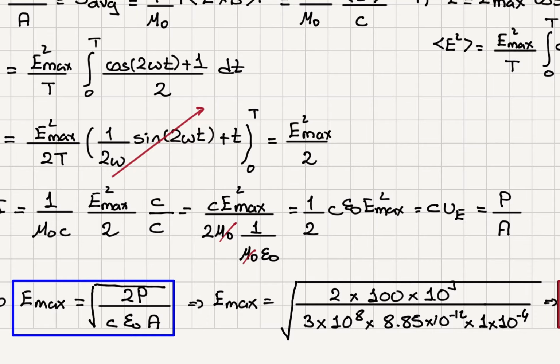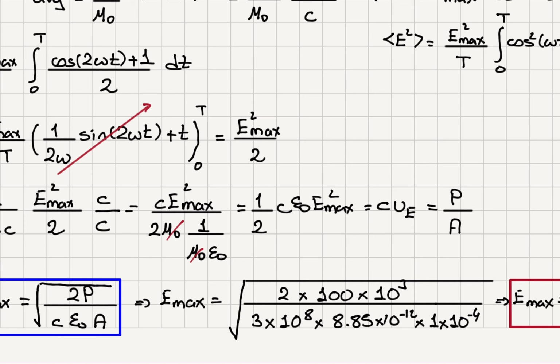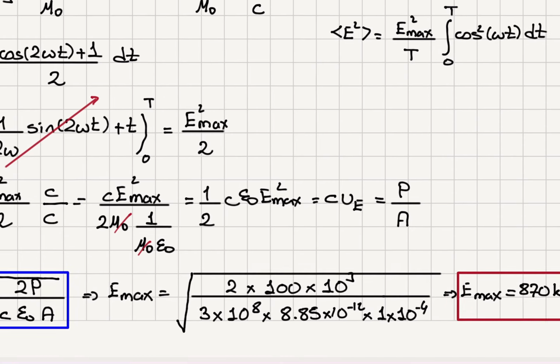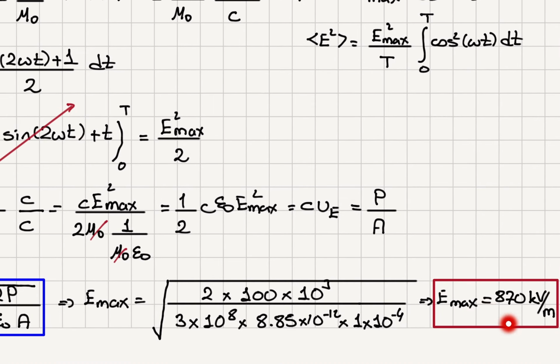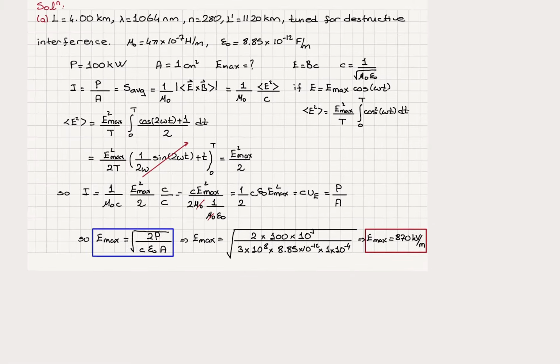So that's the answer. And if I substitute the numbers here, 100 kilowatts, 3 times 10 to the 8 meters per second, 8.85 times 10 to the minus 12 farads per meter, and area is 10 to the minus 4 meters squared. It was 1 centimeter squared. We obtain our final answer, 870 kilovolts per meter.